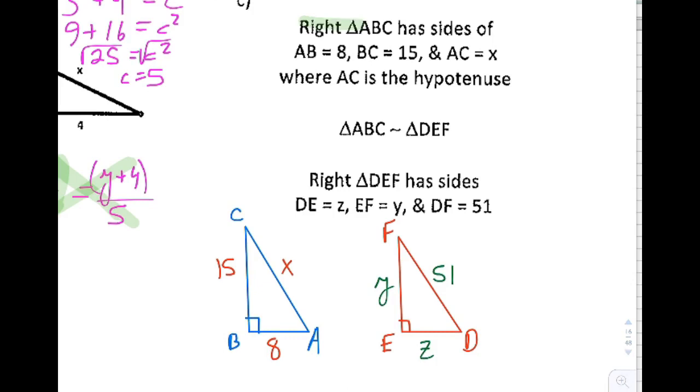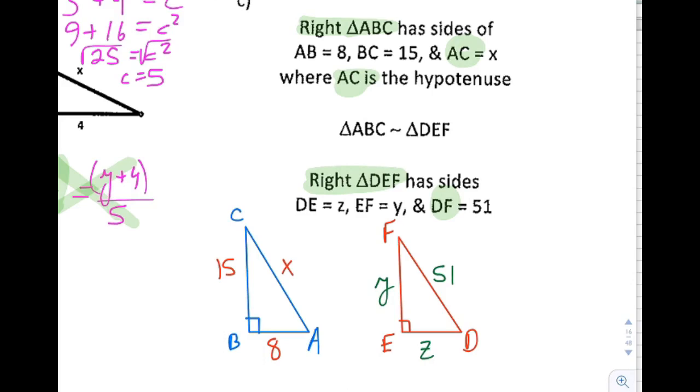So it says right triangle ABC, so I drew that down here. And it said that AC is the hypotenuse, so I made sure AC was the hypotenuse side. And then I labeled it AB is 8, BC is 15, and AC is x. Okay. Tells you that it's similar to another triangle, DEF, which I drew over here. And if AC was the hypotenuse, then DF has to be the hypotenuse. So I was able to figure out that that's what it looked like. And I labeled it Z, Y, and 51, like it said there.